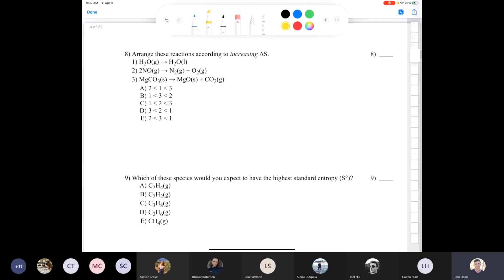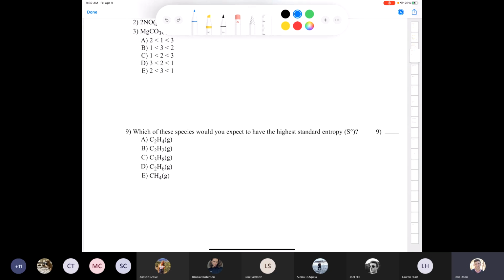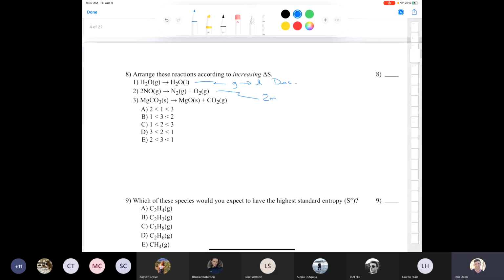Question number 8, same thing. Arrange these reactions according to increasing delta S. If we look at the first one, we're going from a gas to a liquid. That is going to be a decrease in entropy. If we look at the second one, you can see that we have 2 moles of gas as a reactant, and we have 2 moles of gas as product. So we're going from 2 moles of gas to 2 moles of gas. And so our delta S would be very small in this case, probably no change.